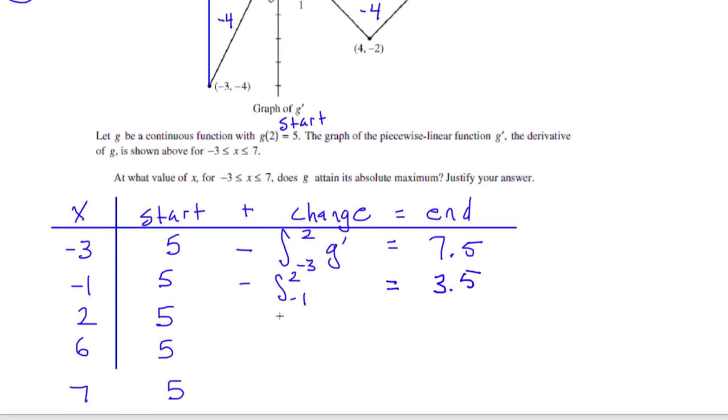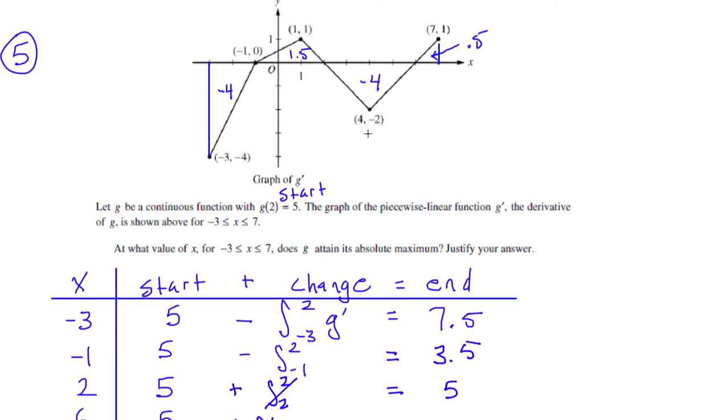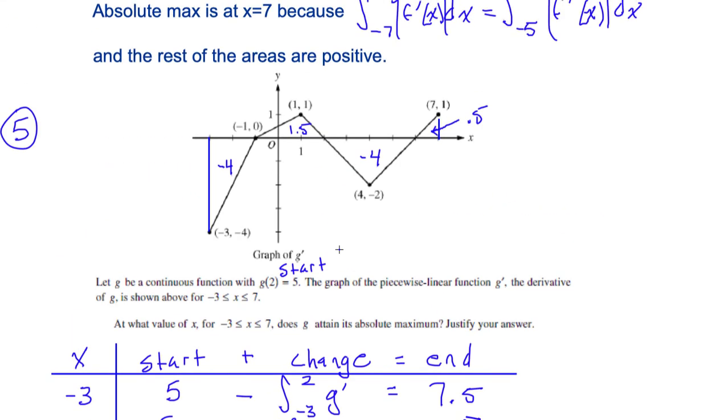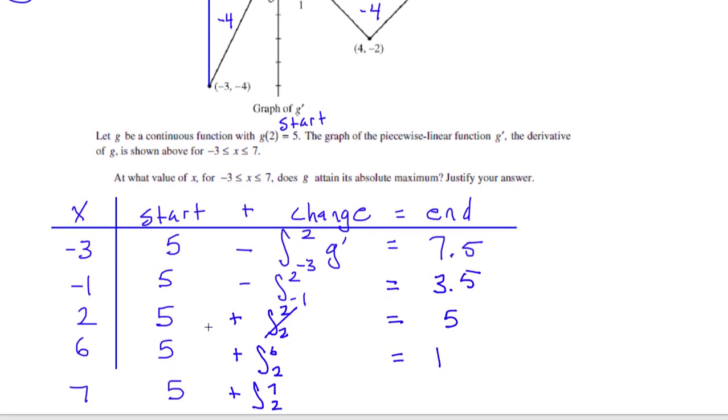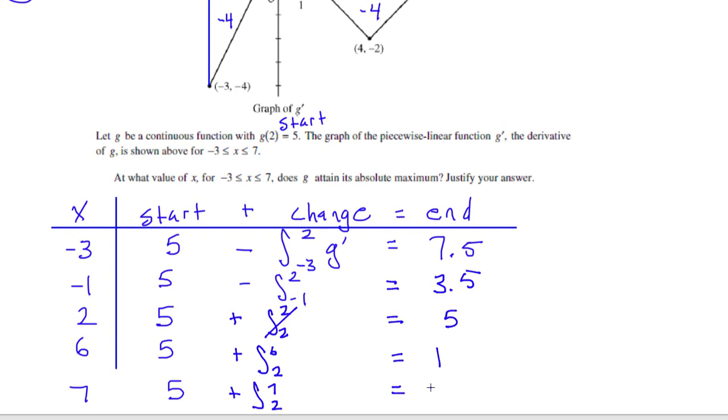3.5. And then from there, I'm going to do plus the integral from 2 to 2. Okay, that's nothing. That's 5 plus the integral from 2 to 6 now. So between 2 and 6, that's just -4. 5 minus 4 is 1. And this is going to be plus the integral from 2 to 7. The integral between 2 and 7, so I have to add another 0.5, so it's going to be -3.5. 5 minus 3.5 is 1.5.